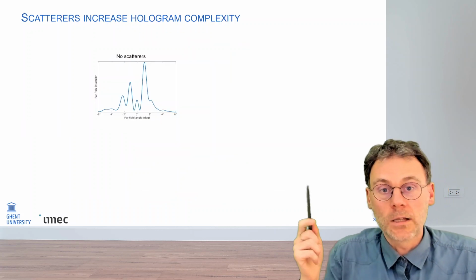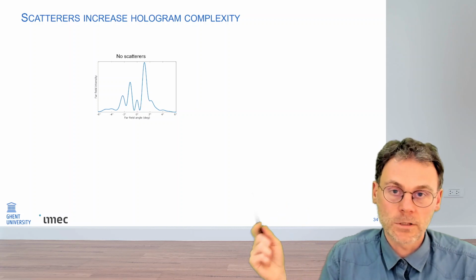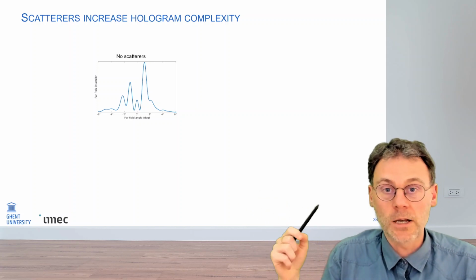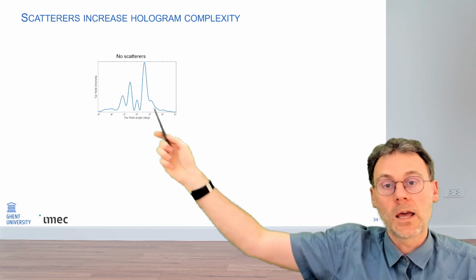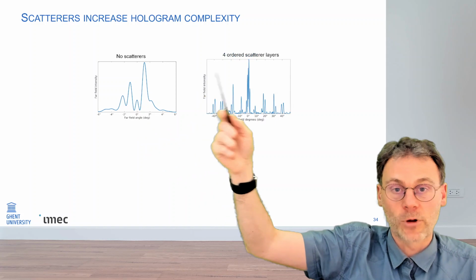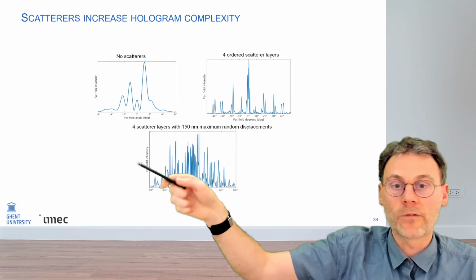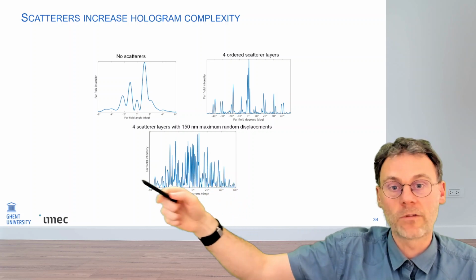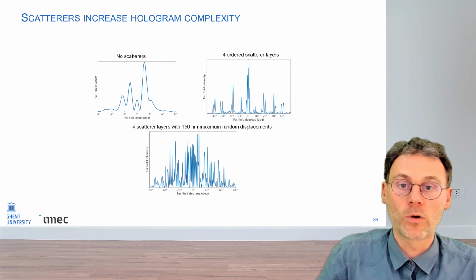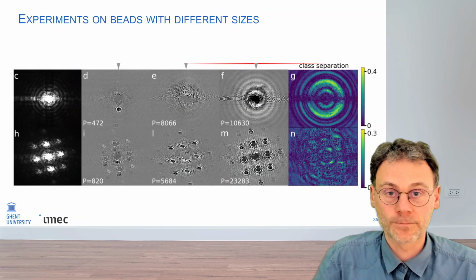And indeed, it's very clear from the simulations that these scatterers increase the information content. If you have no scatterers, your image looks something like this. If you have periodic scatterers, there's already more information content. But if you have these randomized scatterers, you see that you have a very rich pattern here, which contains much more information to classify these signals.